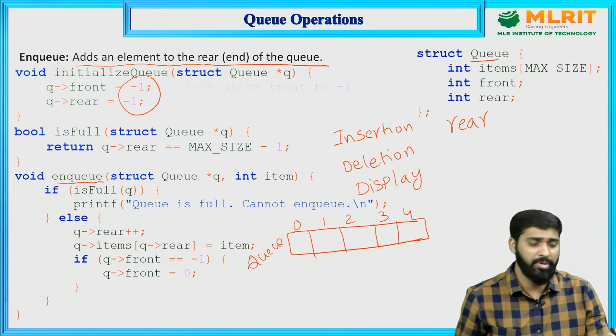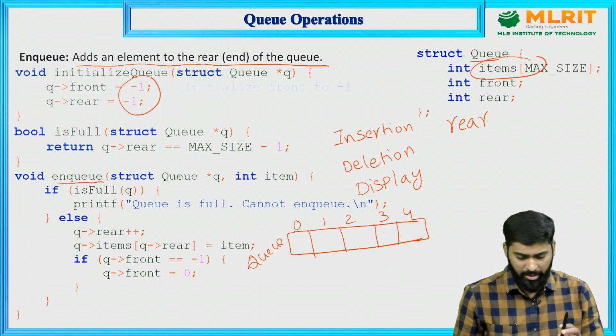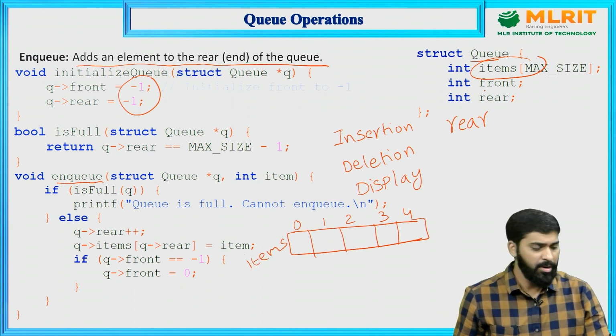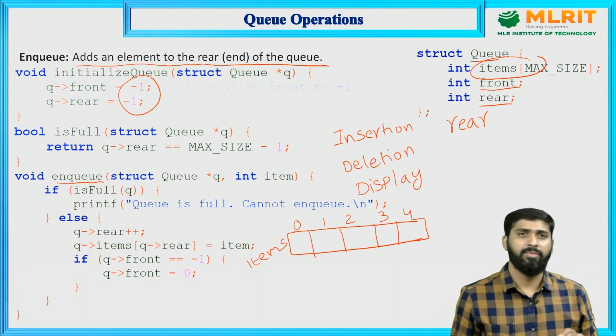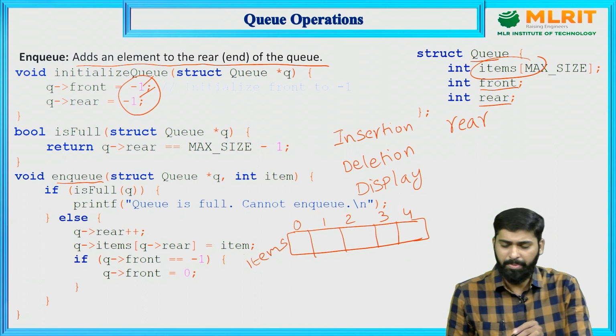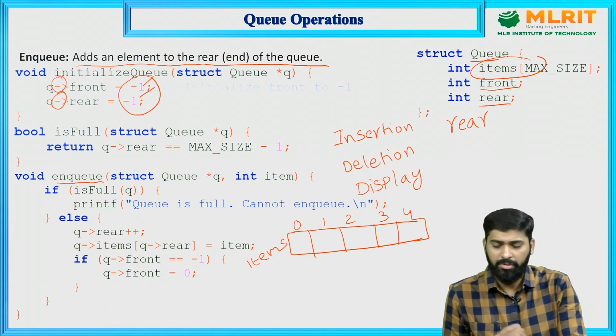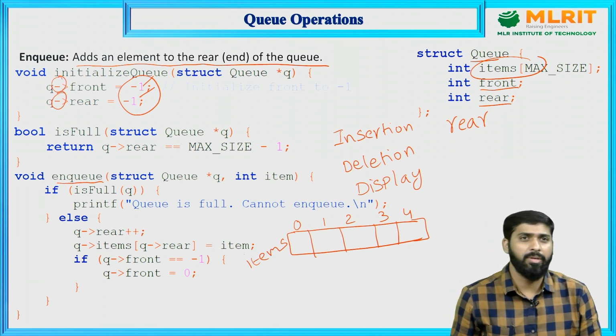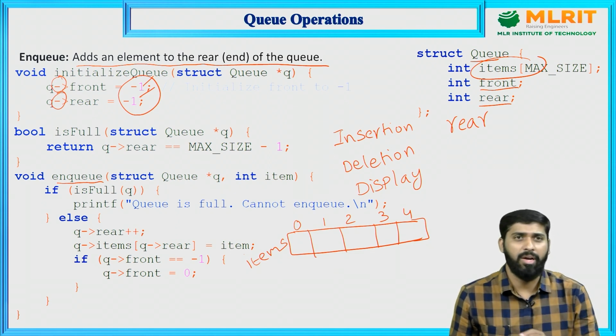In that structure we define items, which is the array name, and the front value and rear value. These are initialized with -1, -1. I hope you all know this arrow, which you learned in C programming. To access the elements in the structure, we use the arrow symbol.